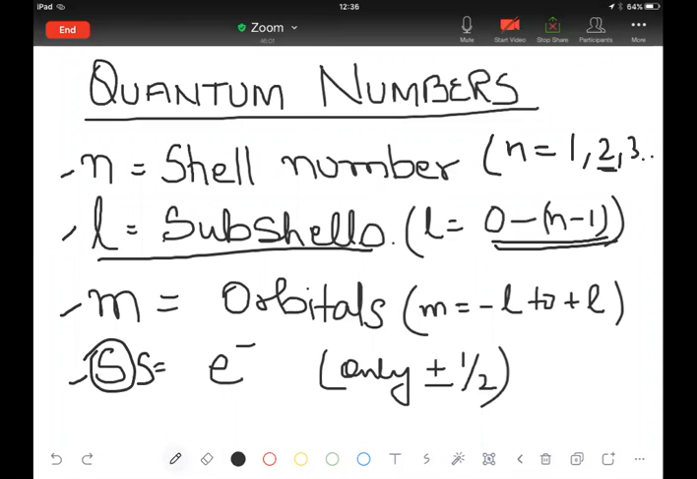And S is the spin quantum number. So N is the principal quantum number, L is the azimuthal quantum number, M actually tells you the orbitals, which is called the magnetic quantum number, and S stands for the spin quantum number. For S, there are only two values. Either it will be plus half or it will be minus half. That's all. No further values are there. Let's go to the next slide. It is more illustrative there.